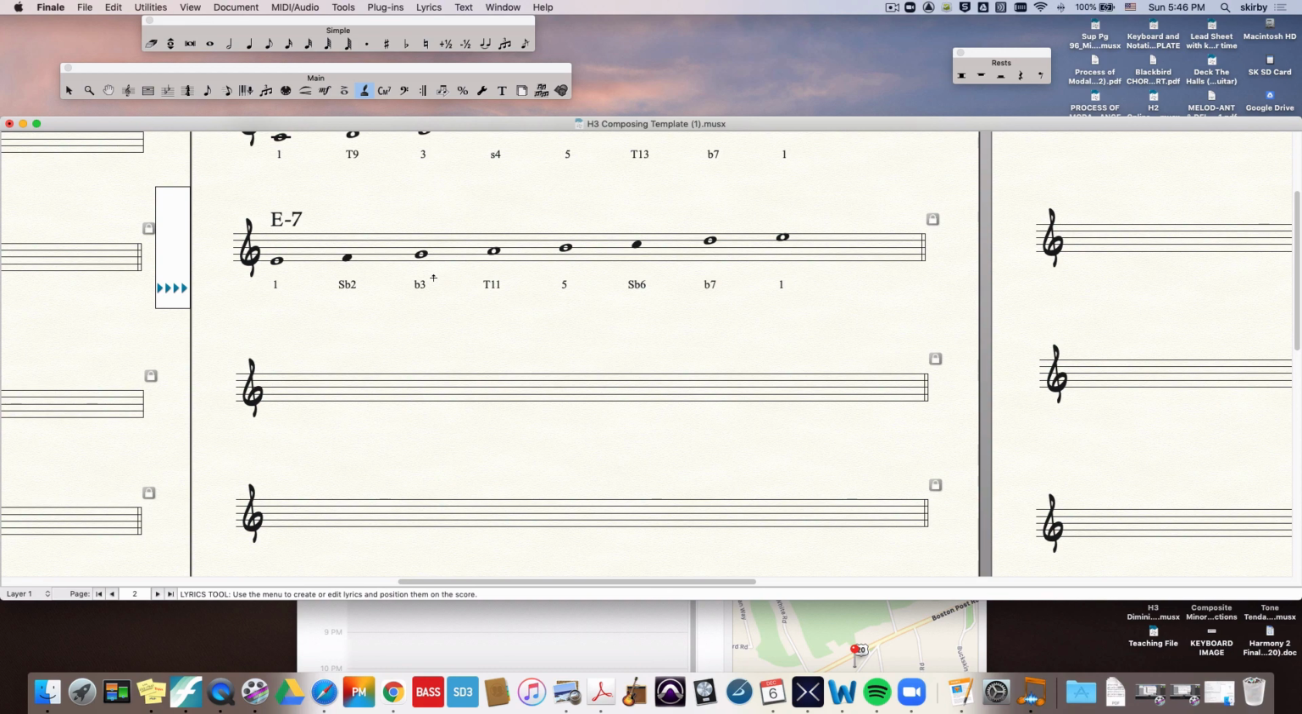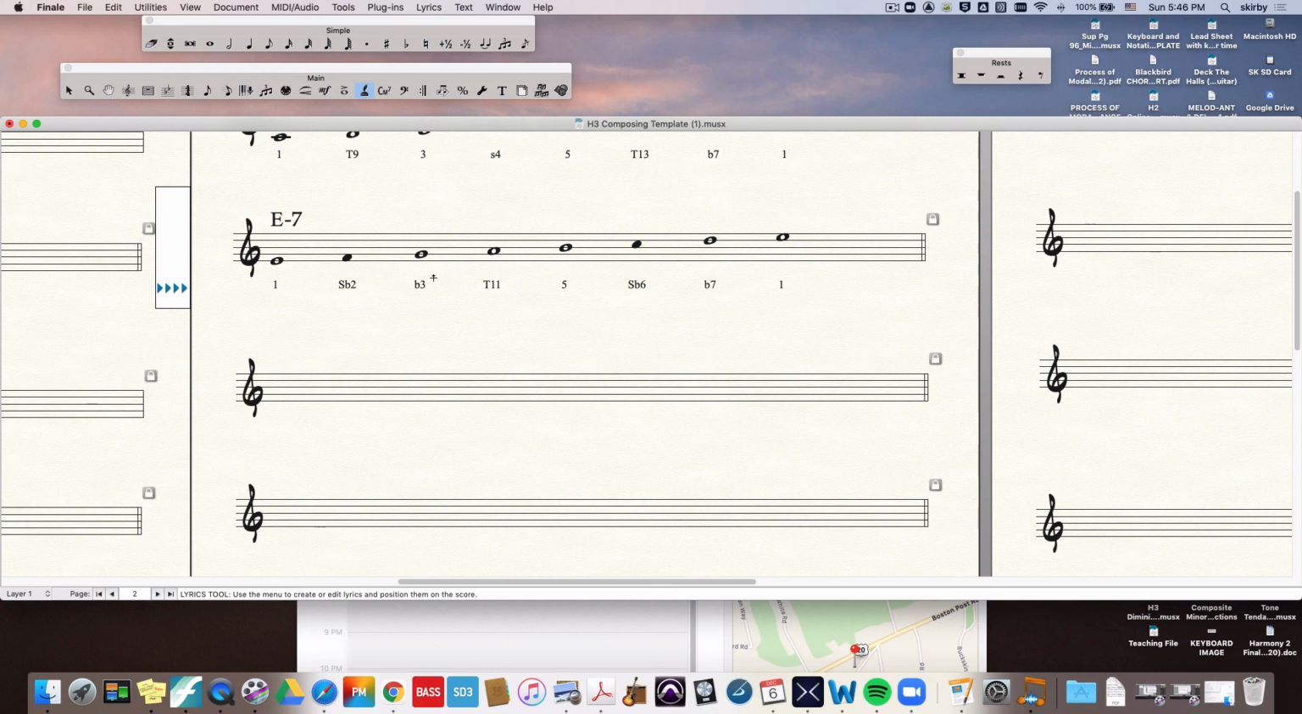That's what it sounds like. But S flat 2 does not sound good, and S flat 6 doesn't sound good either. It's too dissonant for the chord quality.